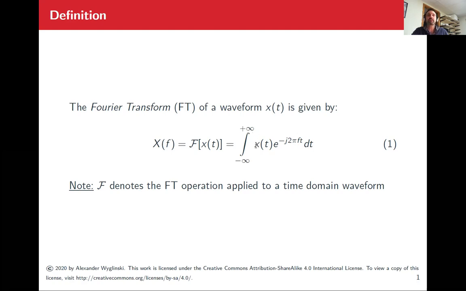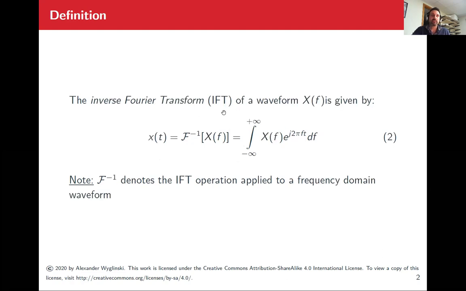Lowercase function labels usually denote a continuous time function, while uppercase variables, like big X, represent the frequency function of a waveform. So big X of f represents the frequency representation of little x of t, the continuous time waveform.